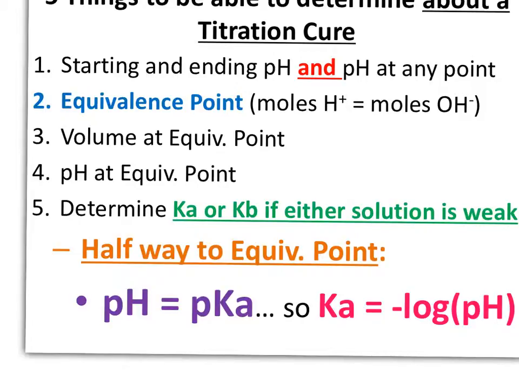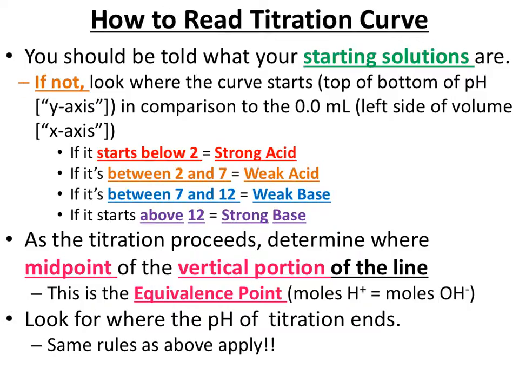Okay. Do you know what pKa is? Just the negative log of the Ka. It's the half equivalence point. So you find your equivalence point volume, halve it, and then wherever it falls on the curve is your pKa. Yes. Okay. All right, how to read a titration curve.